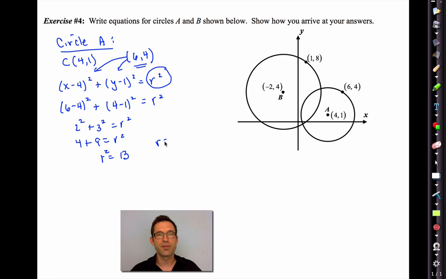Now, you can certainly take the square root of both sides and get r equals root 13, but you know what? I don't actually need that. What I need is r squared, right? That's what I need. I need r squared right here, and it's 13.